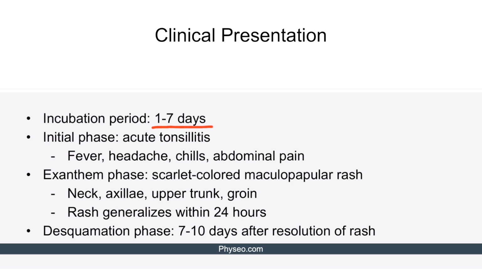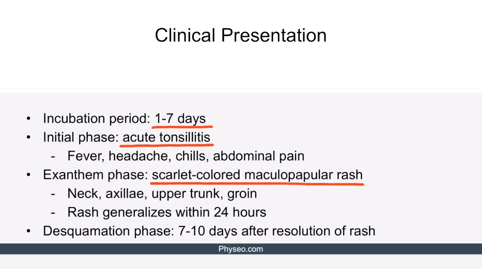Now, once the incubation period is over, the initial phase is the acute tonsillitis phase, which presents as a sore throat. And with this, patients may have fever, headache, chills, or even abdominal pain. Okay, so there's incubation and then the initial phase. After the initial phase, the patient may progress to the exanthem phase, which is characterized by that classic scarlet-colored maculopapular rash. And that's actually where the name scarlet fever comes from.